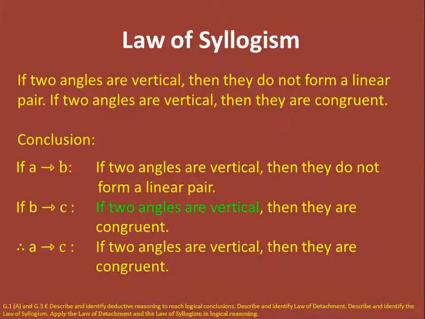And I did give you an example right here. I showed how A implies B. Well, if B implies C, right here it says if two angles are vertical. Okay, that's not a B phrase. That should say they do not form a linear pair. So that's why I have that highlighted in green, because I wanted you to see, ooh, that's not working.